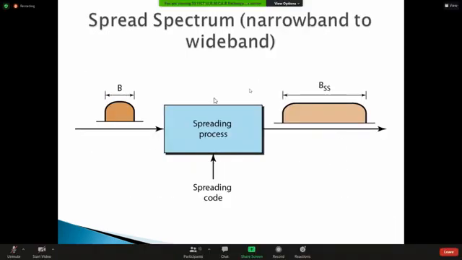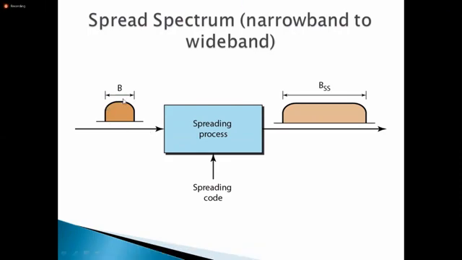Here we have the narrow band signal with a bandwidth of capital B. Then we do the spreading process. For this particular spreading process, we need a spreading code. I'll tell you what these are. A spreading code is nothing but a digital data sequence.